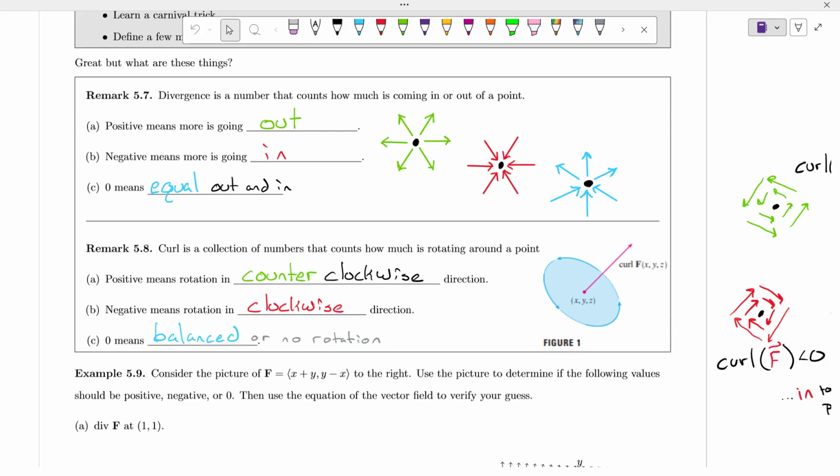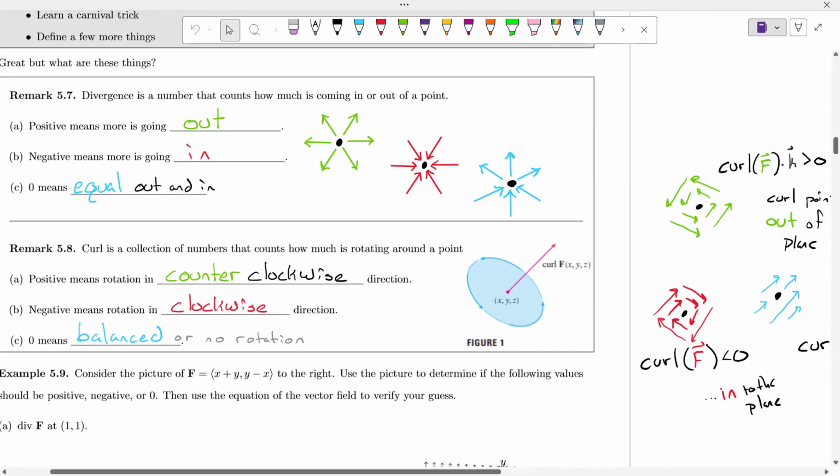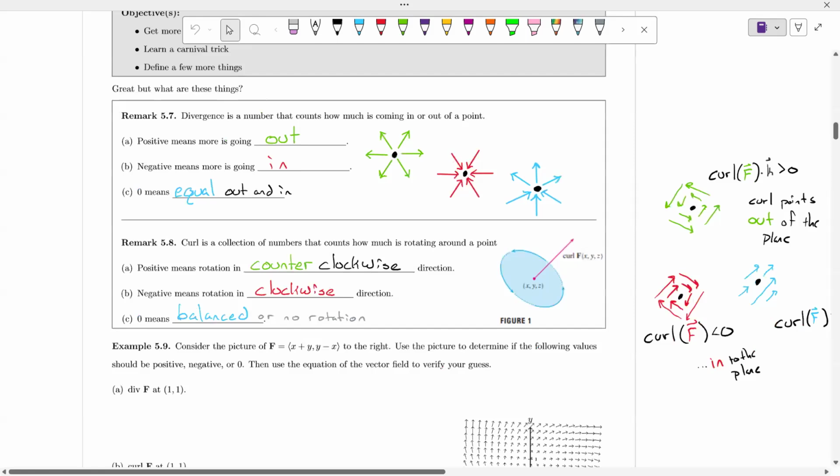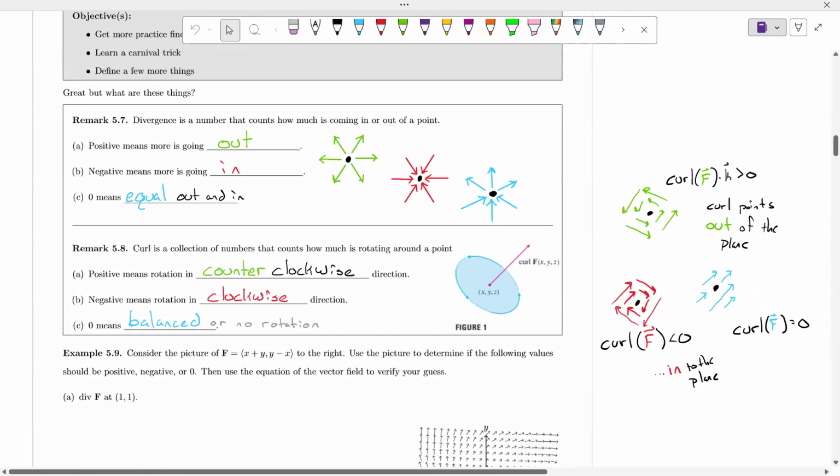Speaking of circling around the point, that's kind of what curl sounds like. And that's what it is. So the curl gives some sort of a description of how the field rotates around a point. Counterclockwise will be our positive direction. Clockwise will be our negative direction. So those are our two rotation options. And if the curl is 0, that means that the rotation is balanced, or there's no rotation at all.